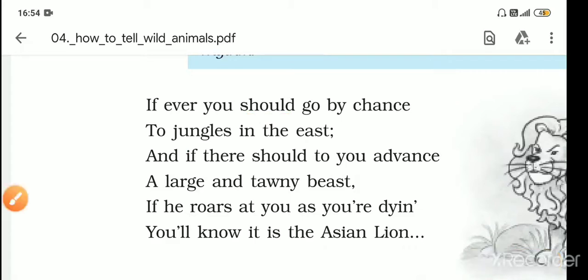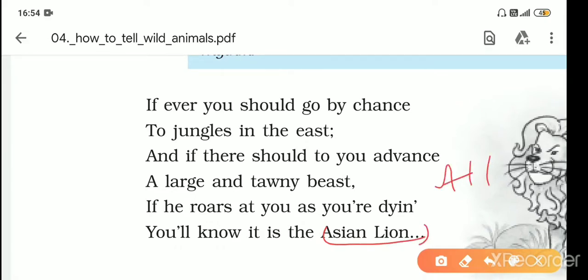Now, allusion. Allusion is a poetic device, that means referring to a famous thing or a place or a species of animals. So, if you just watch the whole stanza, we are talking about a single animal, that is the Asian lion. So, therefore, the allusion is Asian lion. Now, the next literary device is alliteration. Here, as you are dying, the Y sound has been repeated twice in this line. So, therefore, this is what is alliteration.